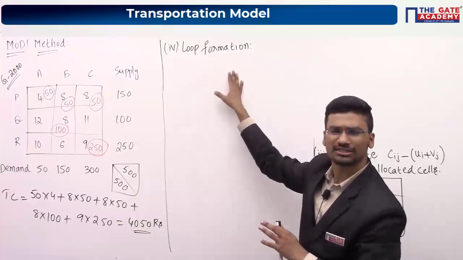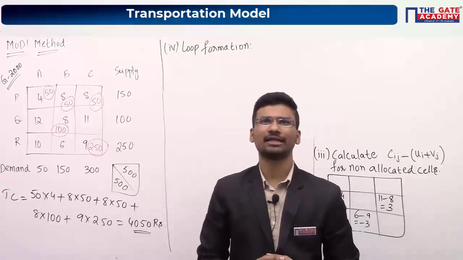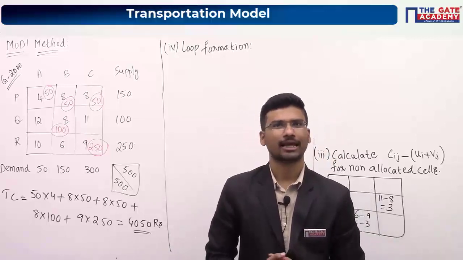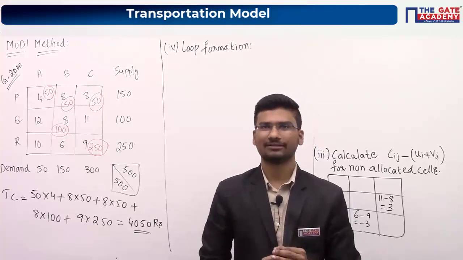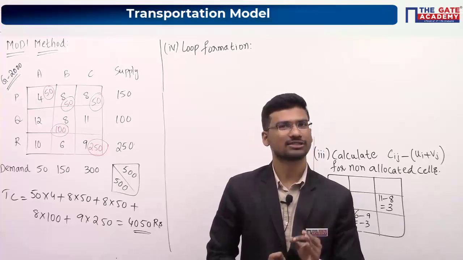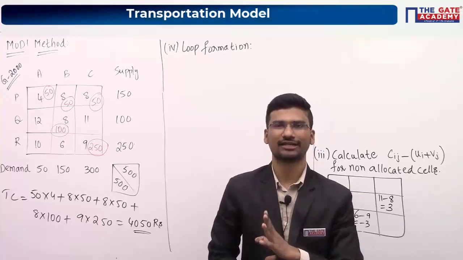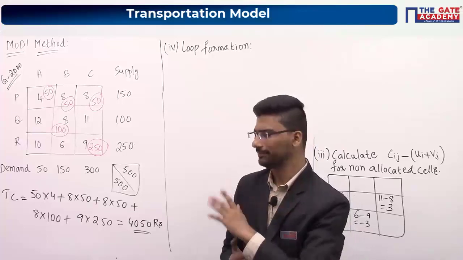Loop formation. A loop contains horizontal and vertical straight lines only.